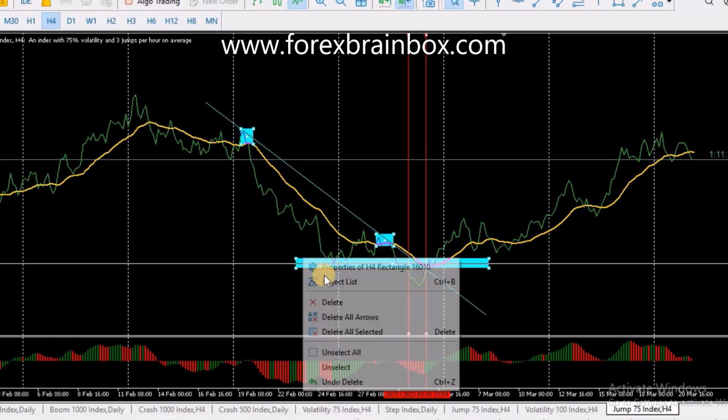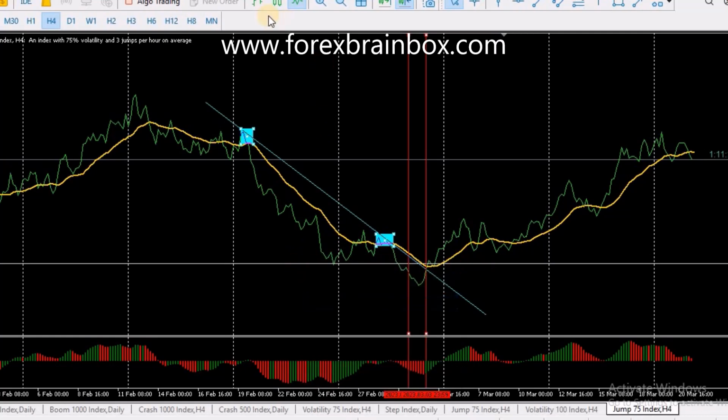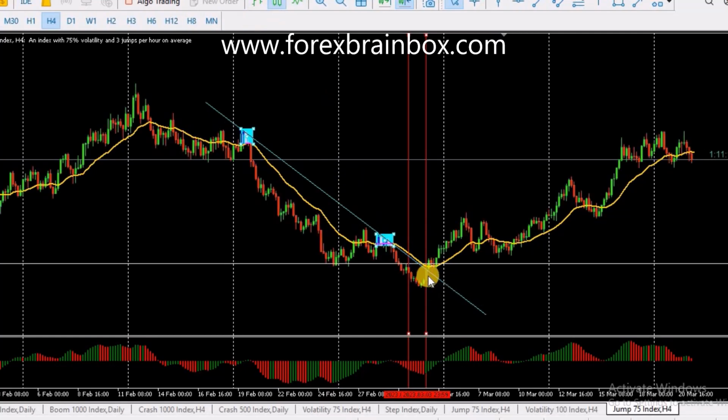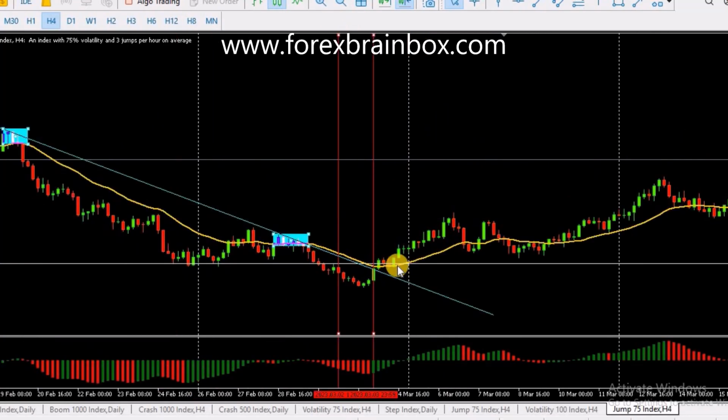So now, at the break of this level, I'm going to remove it to keep my chart clean. Let's see what happens. You can see it broke this line, the trend line, and broke the horizontal line. At this point, you are not very sure that your market is going to go in the upward direction. Because the Jump 75 Index is very volatile, and if you don't have much funds in your account, you might not want to just jump in right here and start trading just because there's a break. So we're going to mark this zone and we're going to go to 1 hour.